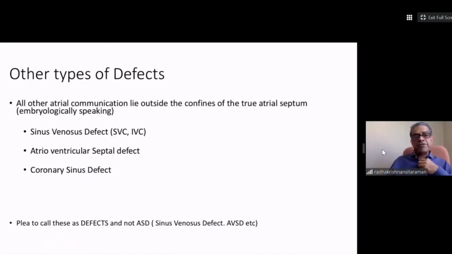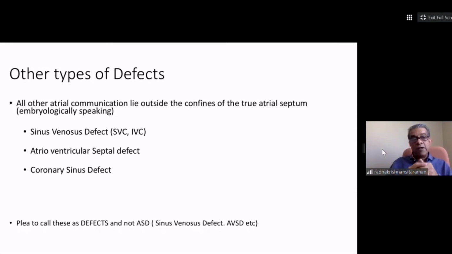The other types of defects, all other atrial communications, lie outside the confines of the true atrial septal defect, embryologically speaking. So there is a plea not to call them atrial septal defects, but just to call them defects, although intuitively, because of many years of habit, we still call a sinus venosus ASD, an atrioventricular septal ASD, coronary sinus ASD, etc. But there is a strong plea to call them correctly in terms of embryological defect.